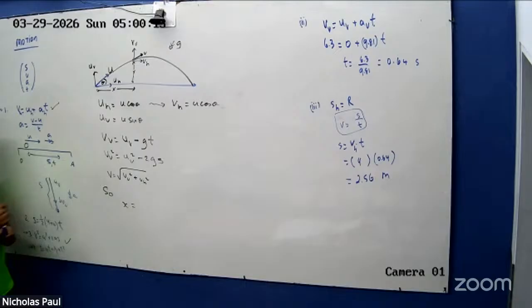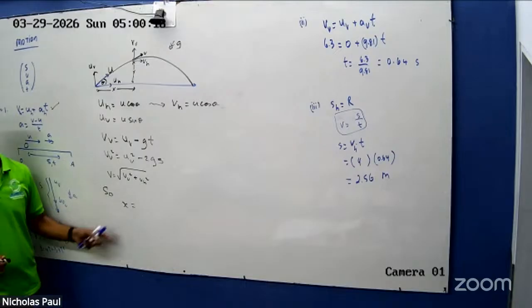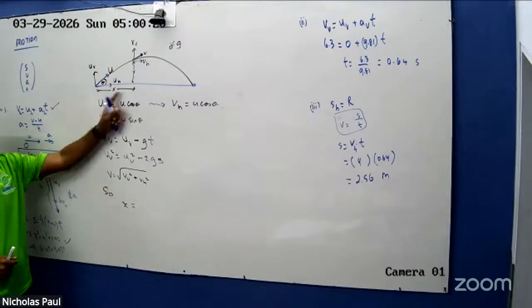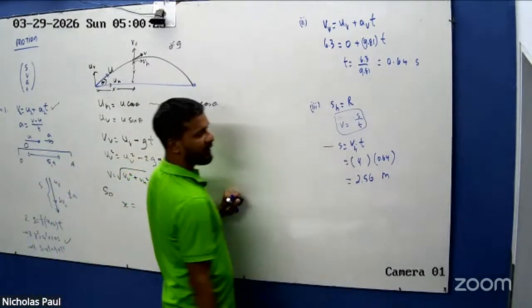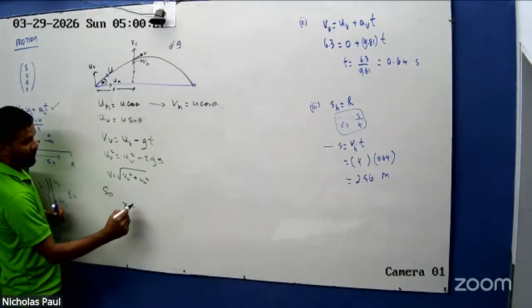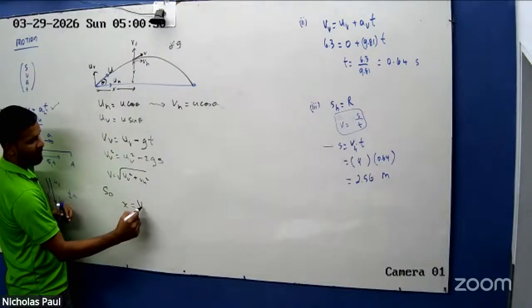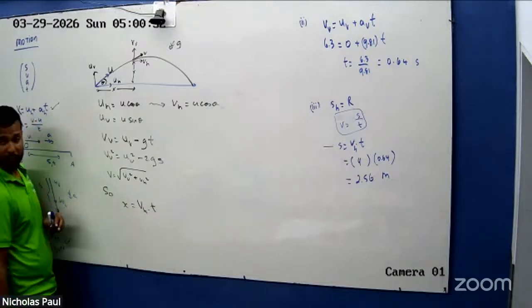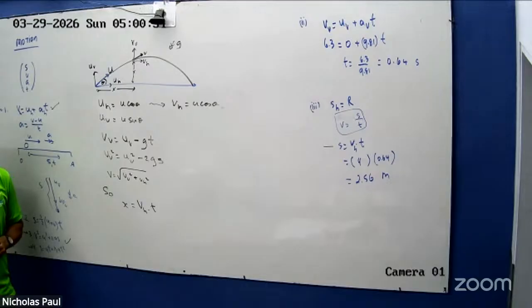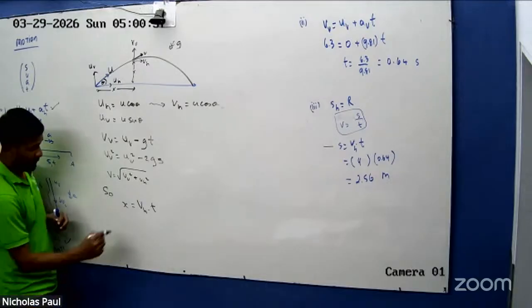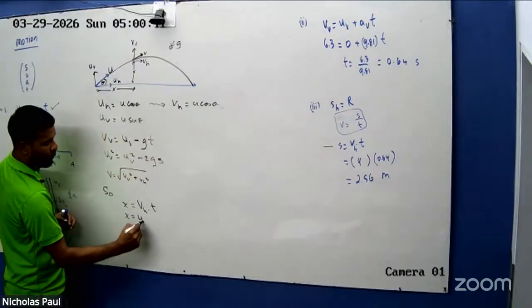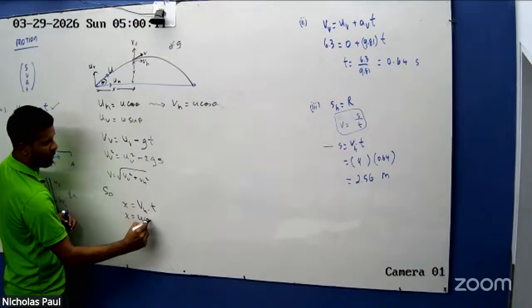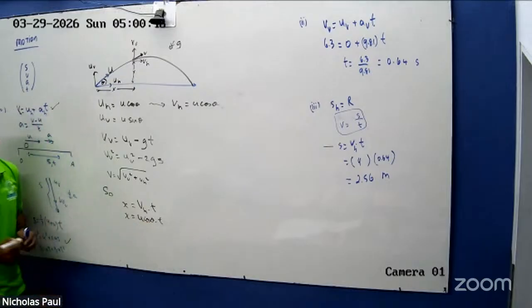How do we find X and Y? X is the what? Horizontal displacement, right? And we learned that horizontal displacement is horizontal velocity by time. Are you okay with that? Yep. So what is horizontal velocity? U cos theta by t. Right?